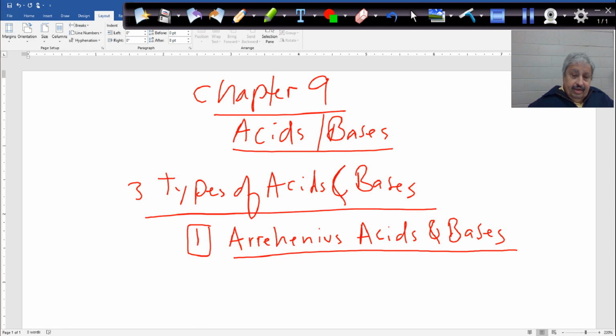So Arrhenius came up with the idea that any chemical that dissolves in H2O, dissociates in H2O to give me H plus, is an acid. Any chemical that dissolves in H2O or dissociates in H2O to give me OH minus, this is a base. So let's try this one.